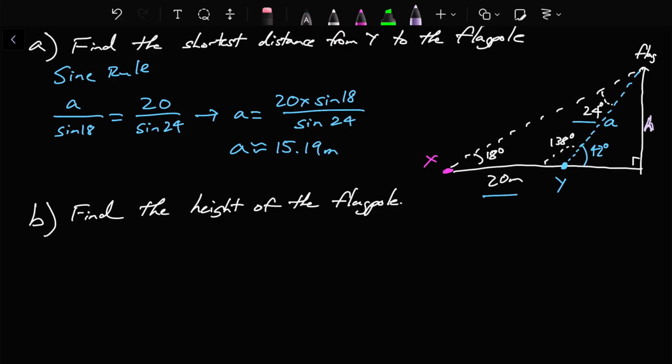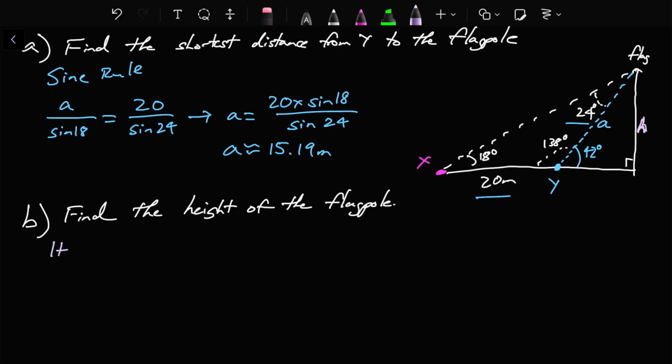Now you could find H using the sine rule again, but you don't have to. You've got a right-angled triangle. And we know what the hypotenuse is now, right? So we can say that sine of 42 degrees is equal to H over A.